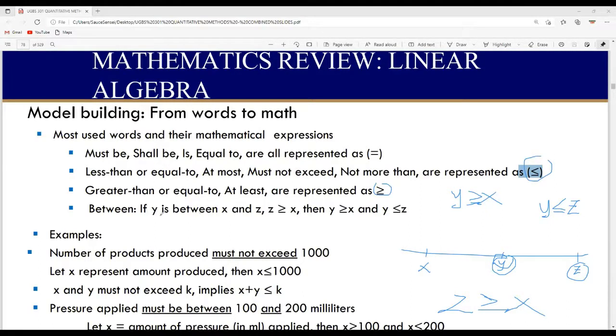Then if something is between something, all right. If y is between x and z, it means y is in the middle of x and z. When it happens that way, z is greater than or equal to x, y is greater than or equal to x, then y is less than or equal to z. And I illustrated this one on the number line here.